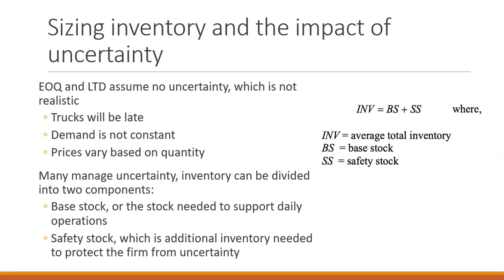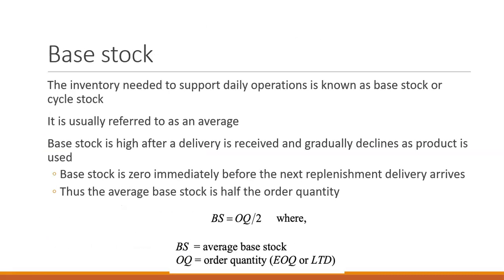Uncertainty means that the next truck is going to be late, or customers decided they were going to buy more than they usually do, so our demand was higher than we originally planned for with our base stock. Our base stock is just that straight inventory needed to support daily operations. We usually think about it on an average. Base stock is at its highest when we receive a delivery and gradually declines as product is used. We should be completely out of base stock right before the next replenishment delivery arrives.